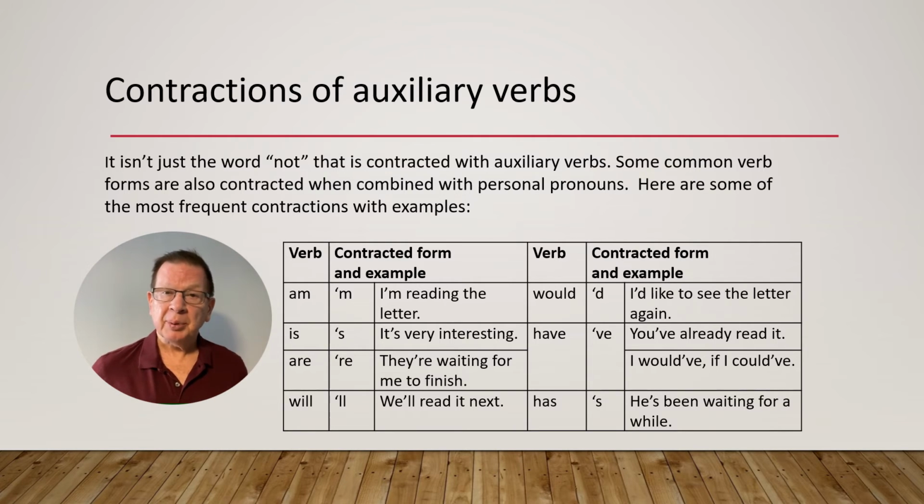Will becomes apostrophe LL. Example, we'll read it next. Would becomes apostrophe D. Example, I'd like to see the letter again. Have becomes apostrophe VE. Example, you've already read it. I would have if I could have. Has becomes apostrophe S. Example, he's been waiting for a while.